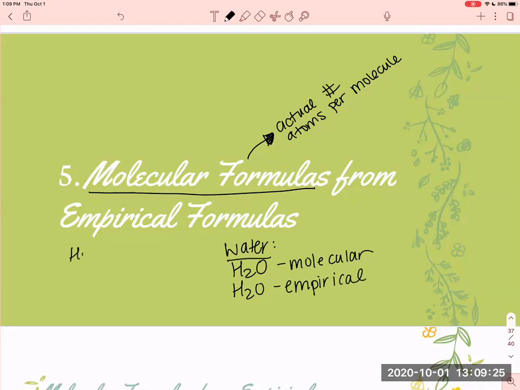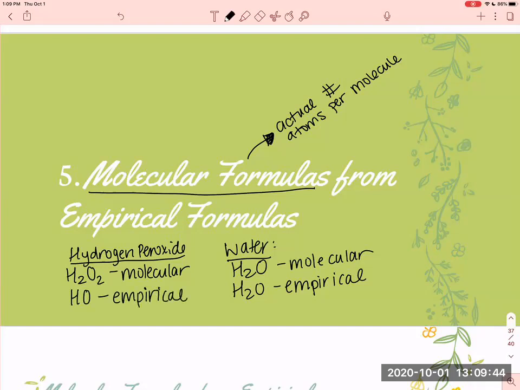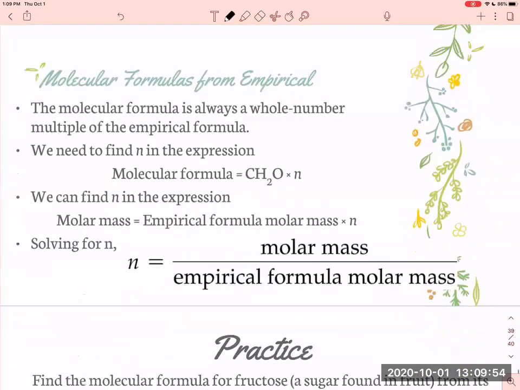But for hydrogen peroxide, we know hydrogen peroxide is H2O2. That's the molecular, that's really what that molecule looks like. But what's the empirical formula for that is just HO. So if we were to go and do all our math to find empirical formula for hydrogen peroxide, we would find HO. But that's not really the way that molecule looks. How do we know? We know because we can find the molar mass. This is always of the molecular formula.